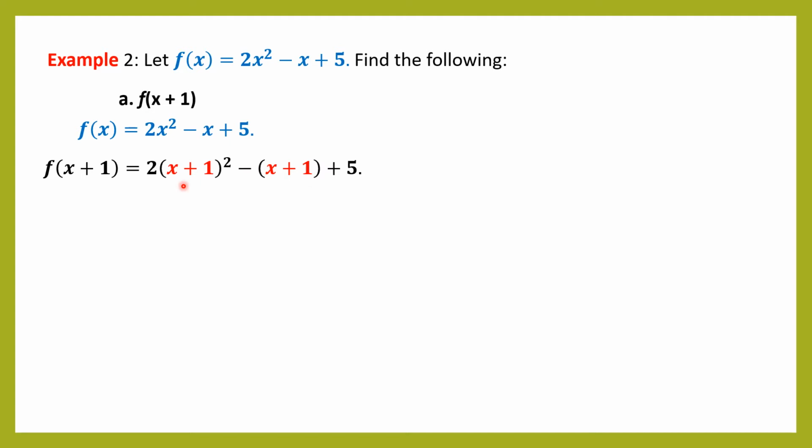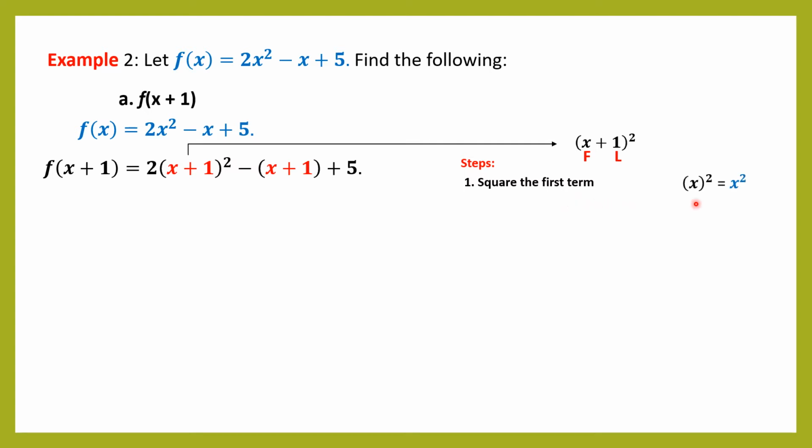Yung quantity x plus 1, quantity squared, ay pwede natin itong isimplify. So, simplify natin muna ito. Ito ay square of binomial. So, sa square of binomial, hanapin lang natin ang first term at ang last term. So, ito ang ating first term at ito ang ating last term. Then, tatlong steps lang ang ating susundan. The first step is square the first term. So, ang first term natin ay x. So, square lang natin yan.